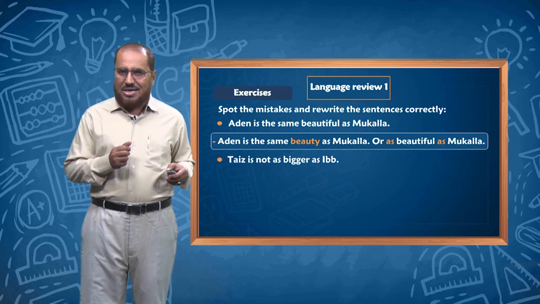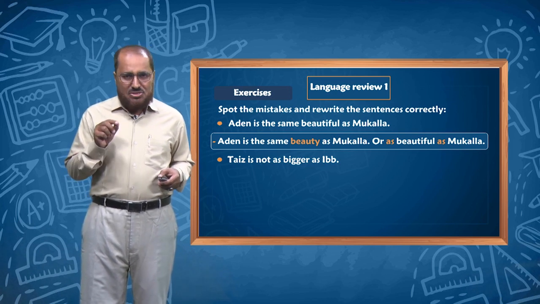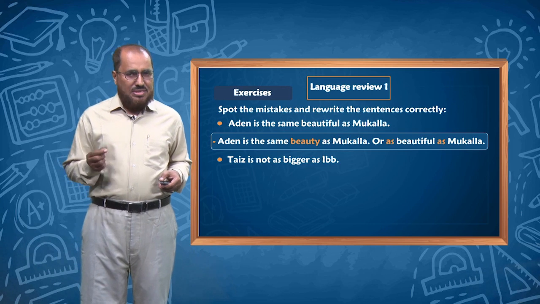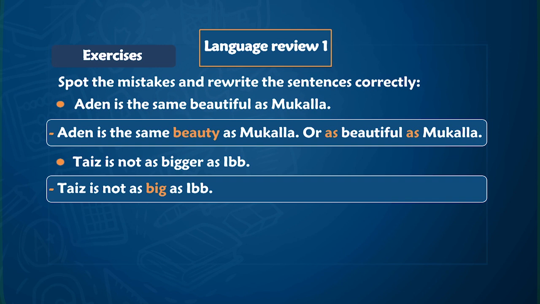Sure not, because as, here is the adjective most in between, positive, the first category. What's the answer then? The correct answer must be, that's right. Ta'iz is not as big as Eb.